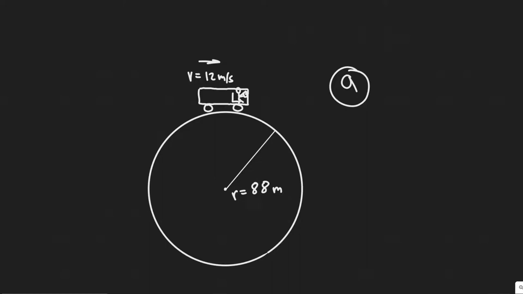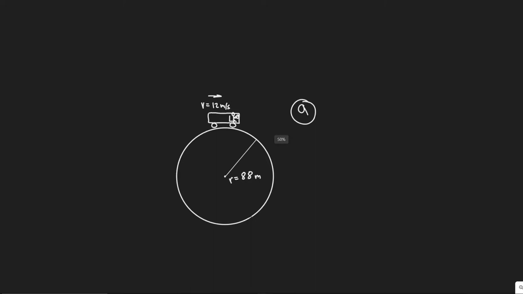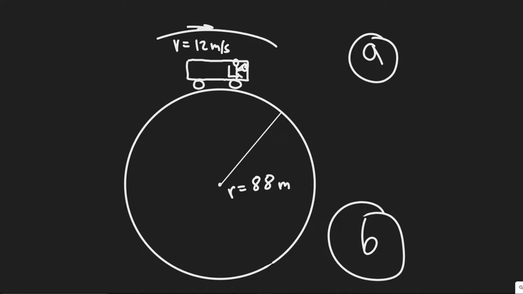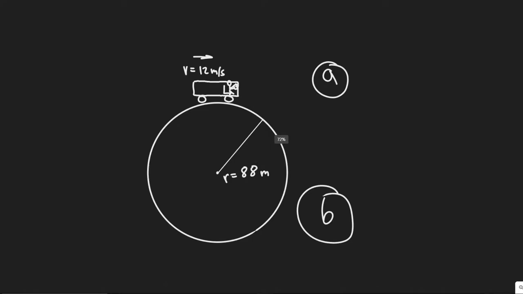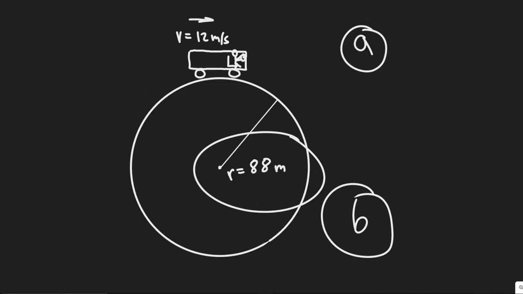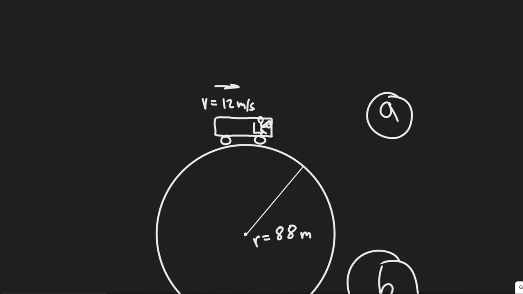So we have three parts here, but let me split them off with A, B, and C like this. But let's first understand what's going on. So we have this car, and it's going to be going atop this rounded hill. And I want you to imagine this hill as basically one big circle. And we know the radius of the circle, they tell us, is 88 meters, right? The radius of our hill here. And then we know at the top of the hill, they're traveling 12 meters per second.